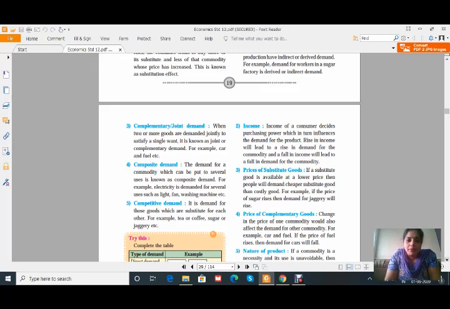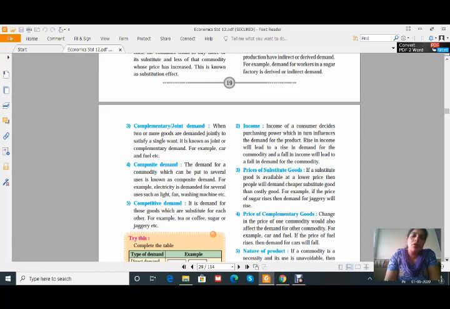The next one is composite demand. The demand for a commodity which can be put to several uses is known as composite demand. I already gave you the example for this, that is electricity. One electricity is used for so many purposes. Daily we are using it. Right now, without electricity, we cannot make this video, because there must be a laptop or computer, and for that electricity must be demanded. Okay, so this is composite demand.